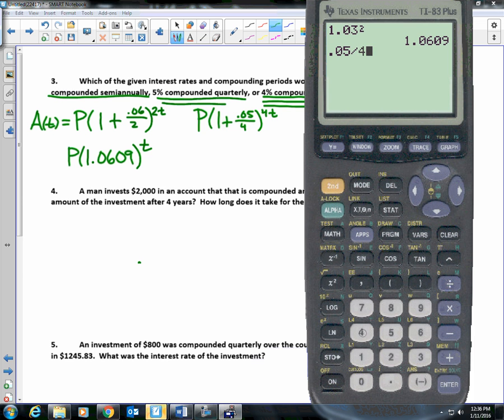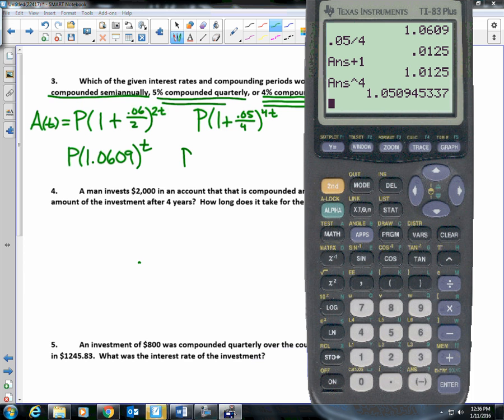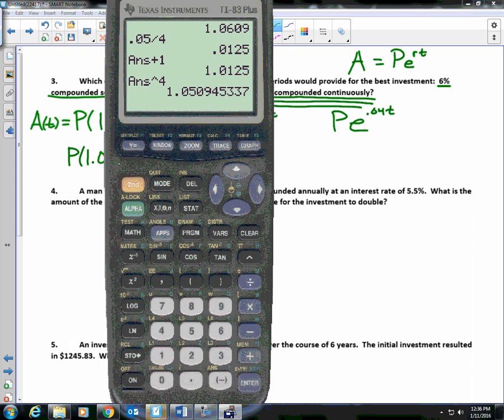0.05 divided by 4, plus 1, and I'm going to raise that to what power? And I get 1.0509. So P times 1.0509 raised to the t power. And next one, what do I do?